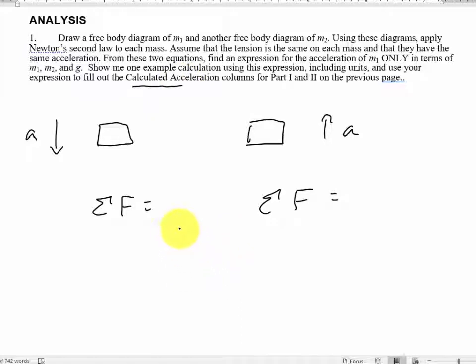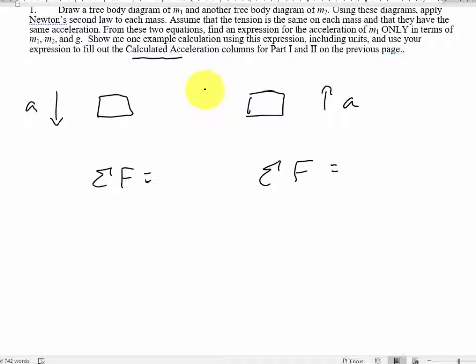Yes, I know that you've done this in the lecture problems, but it builds character. It's good for you.